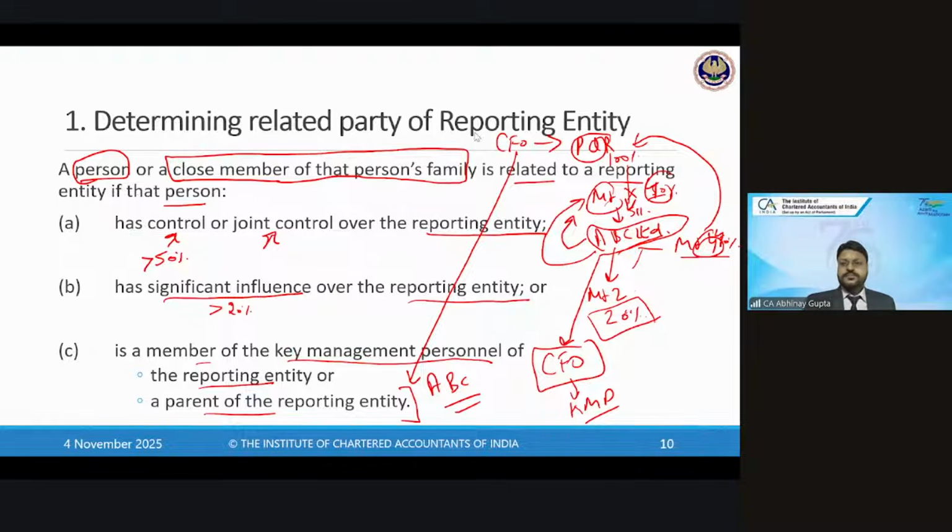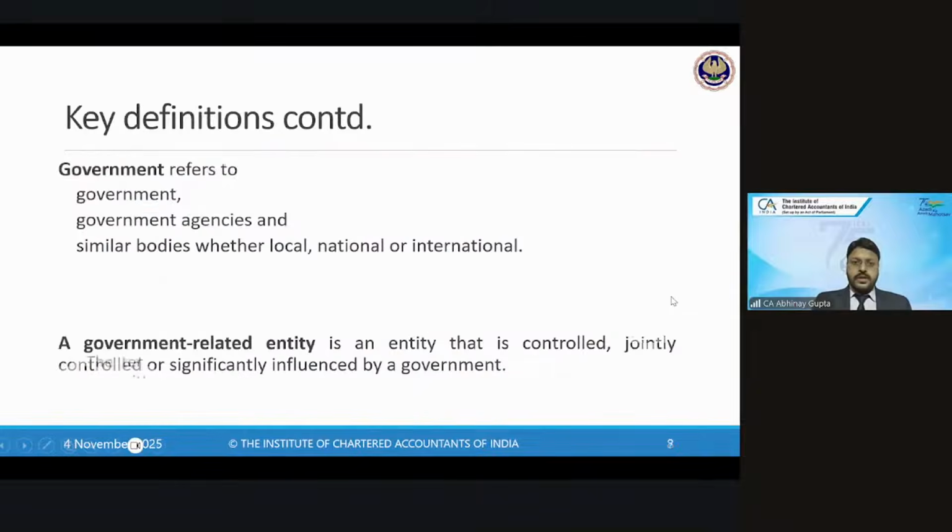Right? So the key messaging from this is one difference which we have identified just now. Under IGAP, KMPs of the parent company are not related parties. Under Ind AS, KMPs of the parent company are related parties. Right? So that you can note down somewhere if you are taking some important points. Okay. Now let's go back.